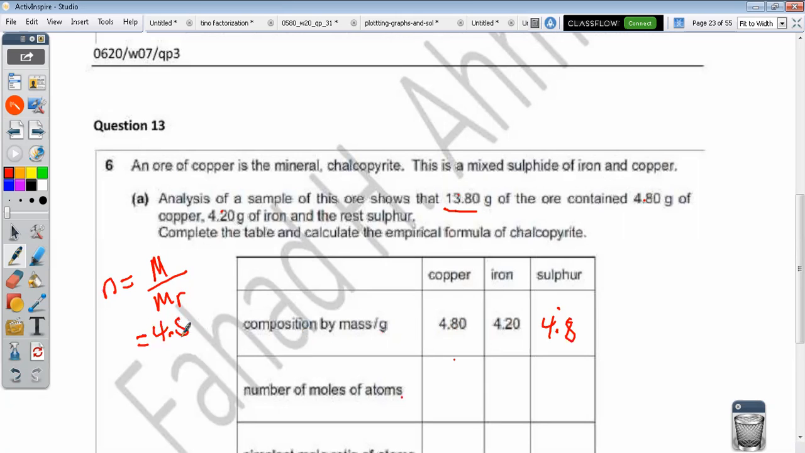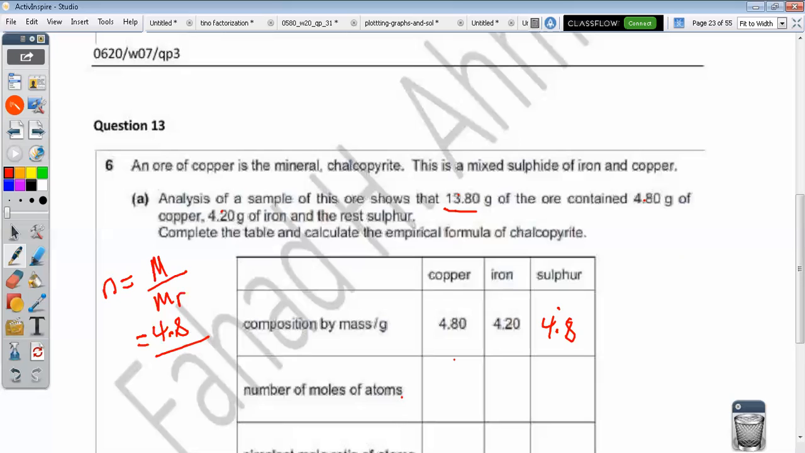4.8 divided by the mass of copper in your periodic table. That's all. Go to your periodic table. What's the mass of copper? Number of moles is the mass given divided by the mass. So anyway, that's the relative atomic mass because it's an element. What's the mass of copper?